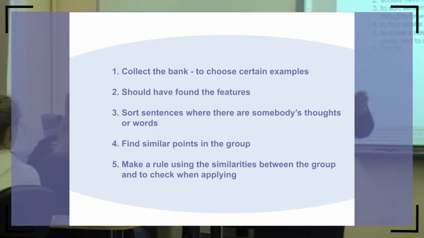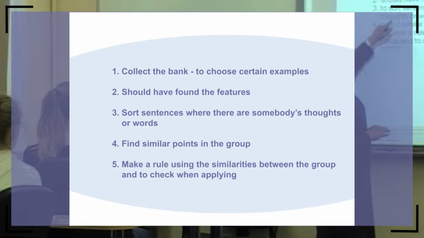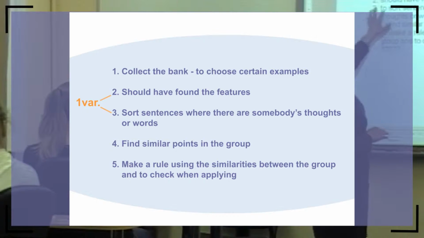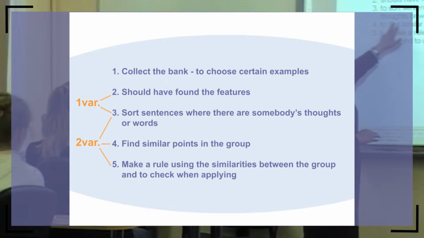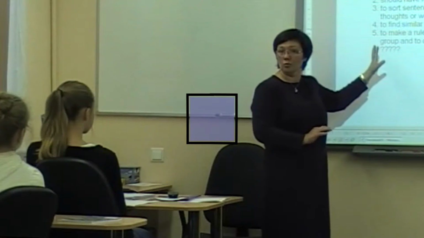So we have two variants, we have two approaches here, as I understand. Emil thinks that first we should have features and then sort the sentences. Or we sort the sentences and find similar points in the group and then make a rule. By now, for me, it is not clear how you did it. Good, now let's come to what you have done.